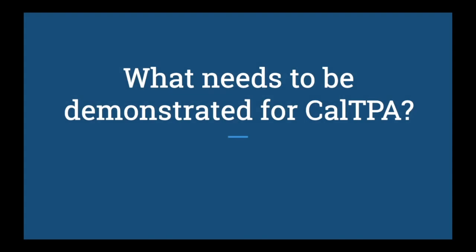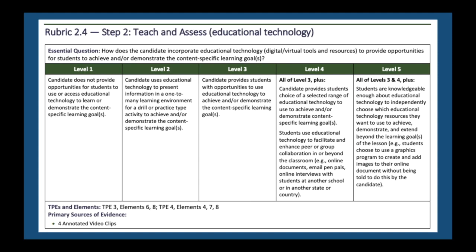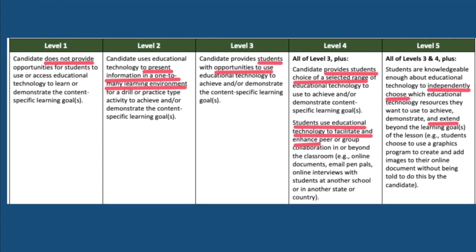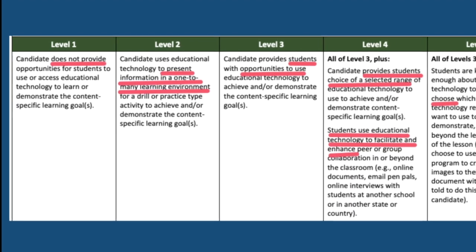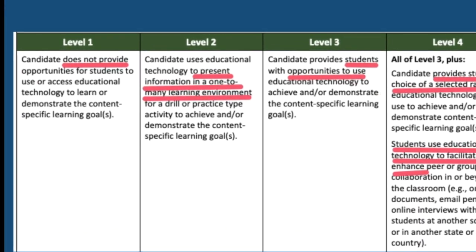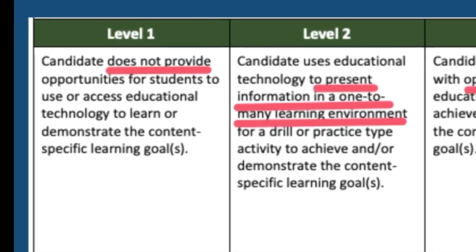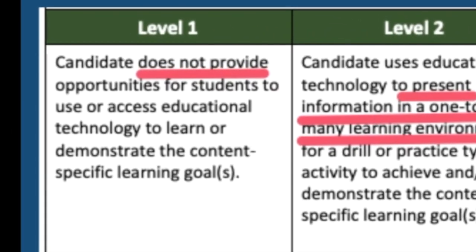So let's get specific about what the CalTPA wants to see. For CalTPA Cycle 2, there is one rubric, 2.4, that focuses completely on technology use. Like all rubrics, real information can be gleaned by looking at differences from one rubric level to the next. At level 1, the candidate does not provide opportunities for students to use or access technology to learn or demonstrate the content-specific learning goals.